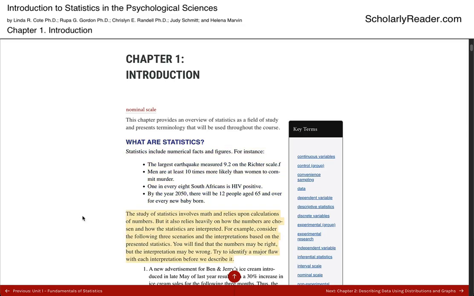The study of statistics involves math and relies upon calculations of numbers. But it also relies heavily on how the numbers are chosen and how the statistics are interpreted. For example, consider the following 3 scenarios and the interpretations based on the presented statistics. You will find that the numbers may be right, but the interpretations may be wrong. Try to identify a major flaw with each interpretation before we describe it.